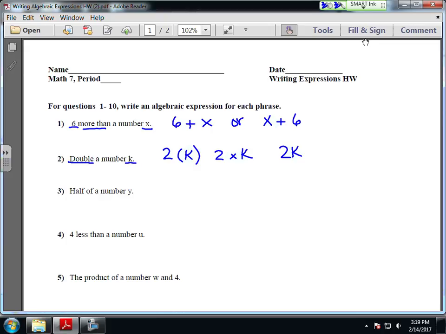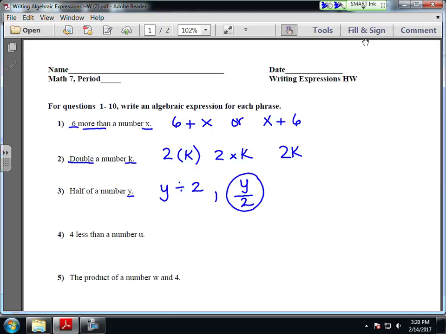Half of a number Y is number 3. What does half of mean? Yeah, it means division. Dividing by what? Yes, your chart says divide by 2. So I have to do half of a number Y. I actually need to put the Y first because I'm doing half of it. So you can do Y divided by 2. The 7th grade way you'll see it is Y divided by 2. But they're both right, and you get credit for both. But when you're seeing things on digits, you'll most often see it this way.